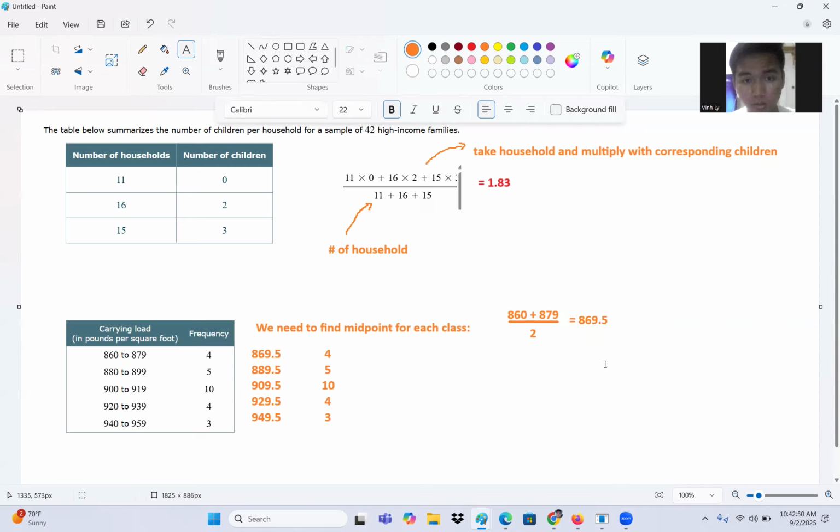So the whole point of doing the midpoint is that we don't exactly know the values of those frequencies. It might be between, say, 860 and 879, right? So no matter which value you take, it would still be biased. So the easier way is to average the lower and upper values, then we do the same trick that we learned. We multiply with the corresponding frequency, we add them up, and then we divide it by the total frequency. We should be able to get the final answer.